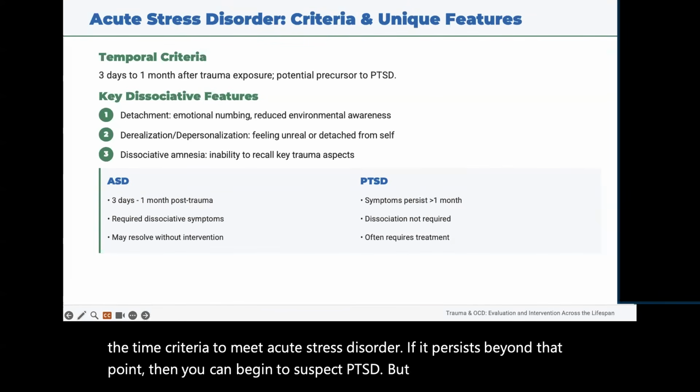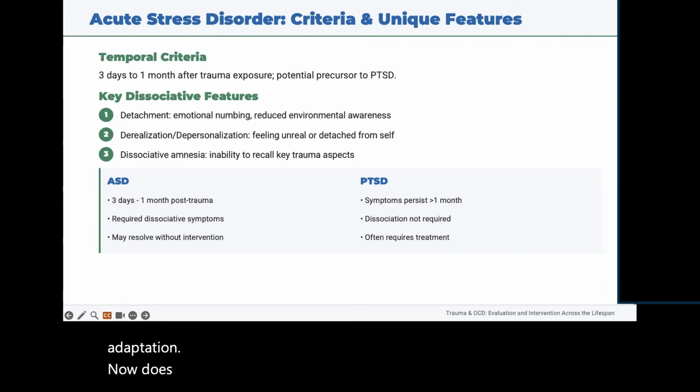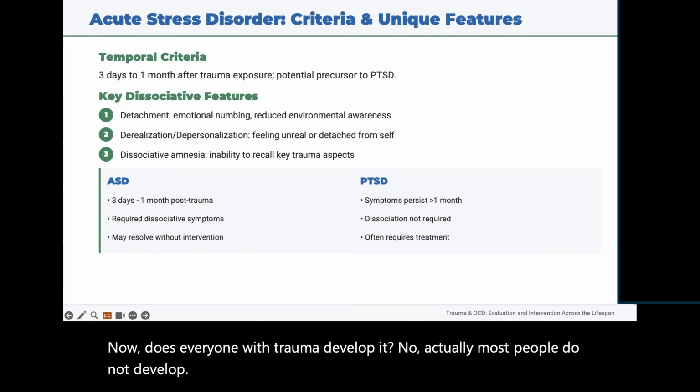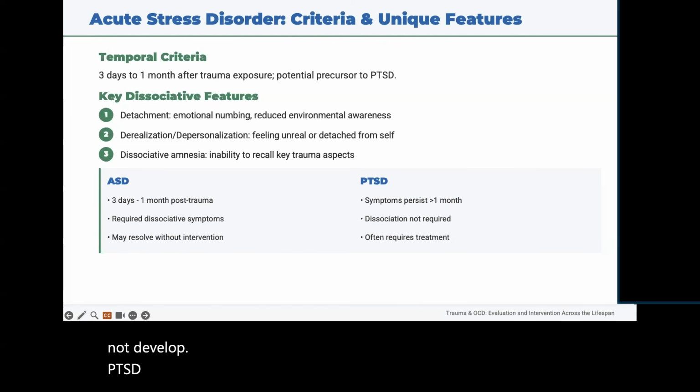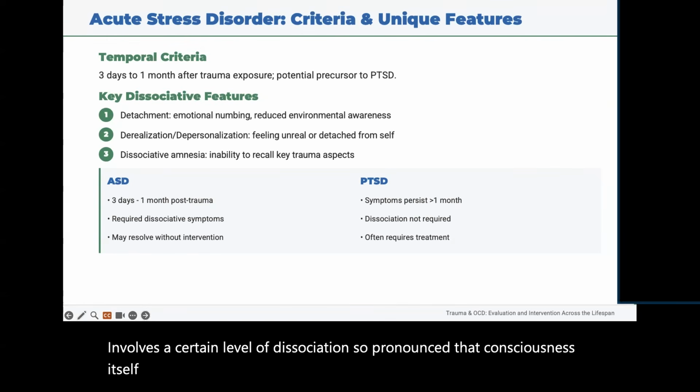But in those first few weeks, the brain is in crisis management mode. Not yet pathology, but survival adaptation. Now, does everyone with trauma develop it? No, actually, most people do not develop PTSD. Many experience acute stress reactions, but acute stress disorder involves a certain level of dissociation so pronounced that consciousness itself fractures to preserve function. And that you need to have in there.